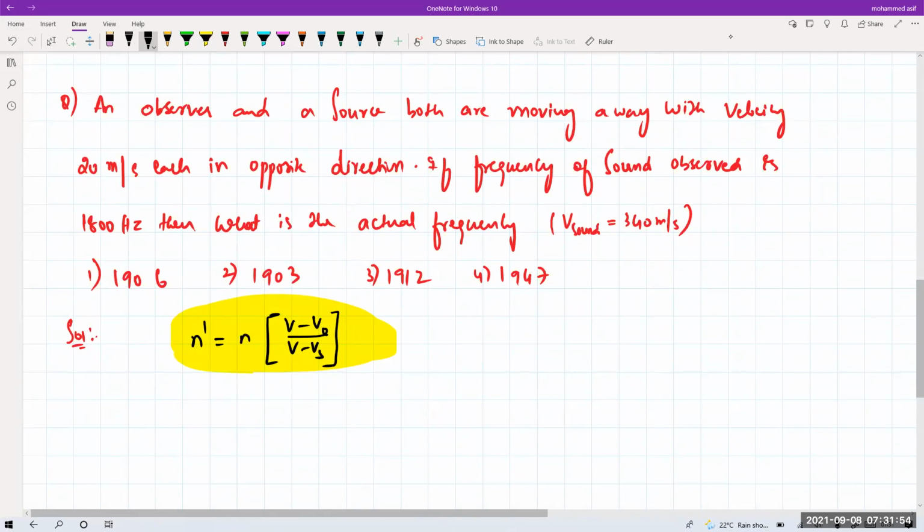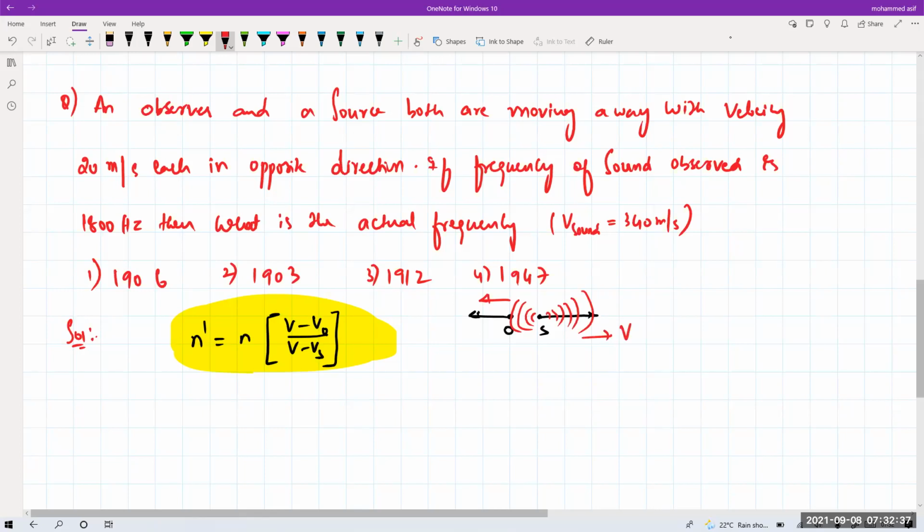What is given in the problem? An observer and a source are moving away. That means this fellow is moving in this direction and this fellow is moving away. This is observer and this is source. Both of them are moving in opposite directions, isn't it? If the frequency of sound observed is 1800 hertz, then what is the actual frequency? Sound is in this direction, observer is also in the front direction. So this is a given condition. Source is moving away, right? Direction of the sound will be in this direction. Observer is in the opposite direction.